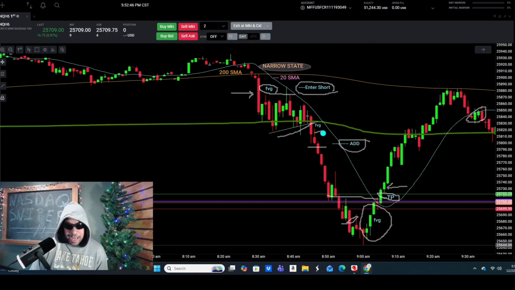So this 20 SMA shows you where you take profit. The fair value gaps show you where to enter. The 20 SMA shows you where to take profit. So let's look at the next one.